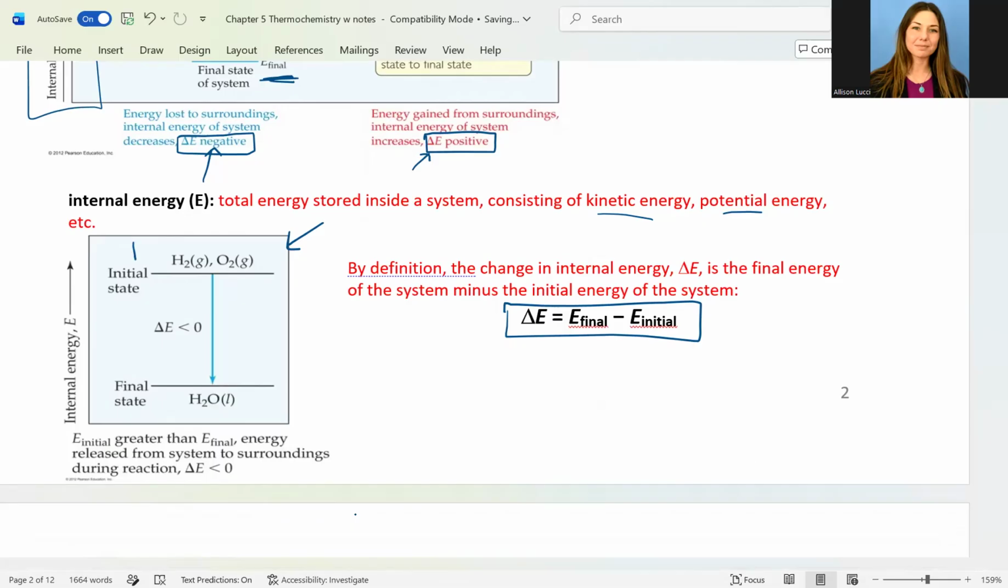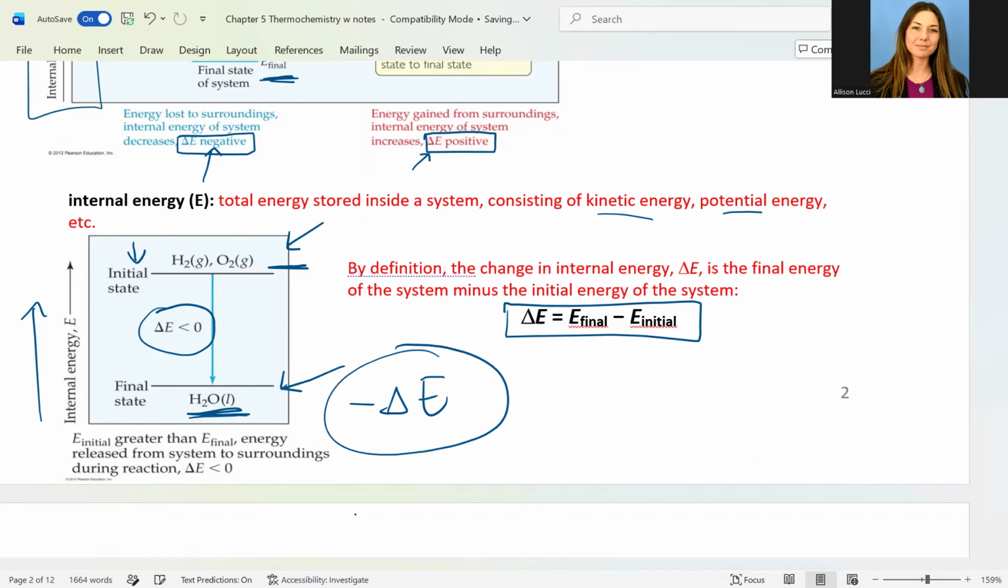They are in a high initial state up here of energy, so their internal energy is high. And then we see a negative change in internal energy when we produce our product here, our liquid water. So just in general, a gas is going to be higher energy than a liquid. So we can kind of guess and approximate that this is going to be a negative change in energy, in internal energy of our system.